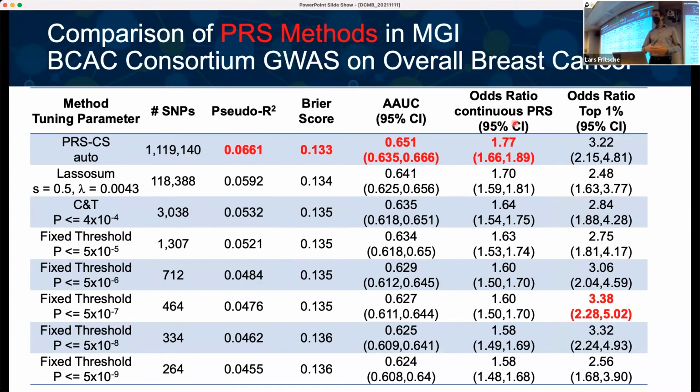Then when you look at the enrichment, in this case top 1% versus bottom 99%, you found that actually one of the other methods, the fixed threshold at 5 times 10 to the power minus 7, performs best. Usually this method only includes the strong top signals, and apparently that helps to define people that are at high risk. And that might be one of the reasons why this method is better for enrichment analyses. But this is not always as clear cut.